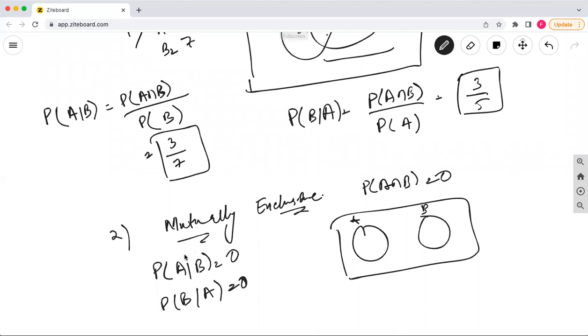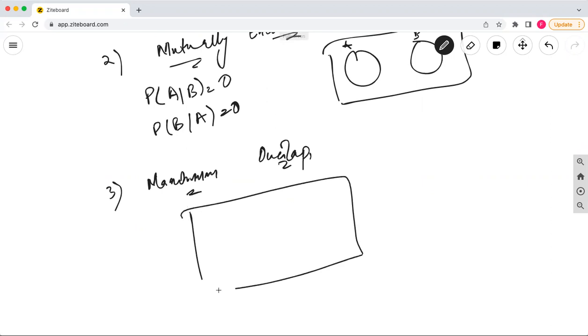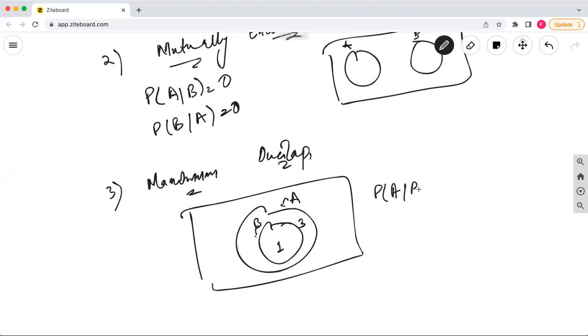And the last is if I consider that there is a maximum overlap. For example, if I say that B is inside of A, this is B, this is A, and this is 1, and this is 3. So if I say the probability of A given B, what will be that value? What is the overlap? That is 1. And what is the total for B? That is how much?